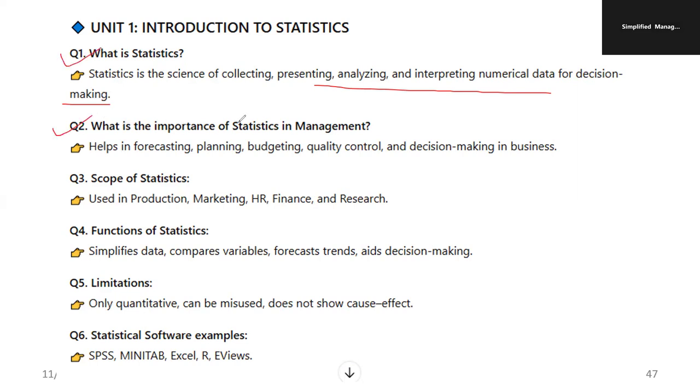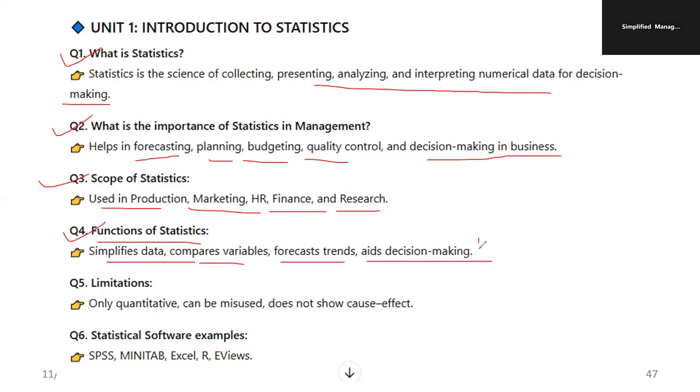What is the importance of statistics for management? It helps forecasting, planning, budgeting, quality control, and finally decision making in the business process. What are the scopes of statistics? It is used in production, marketing, HR, finance, and research. Try to elaborate these answers. Then, functions of statistics: it simplifies the data, compares the variables, forecasts trends, and ultimately aids decision making. What are the drawbacks? It only follows quantitative data, can be misused, and does not show any cause and effect relation.